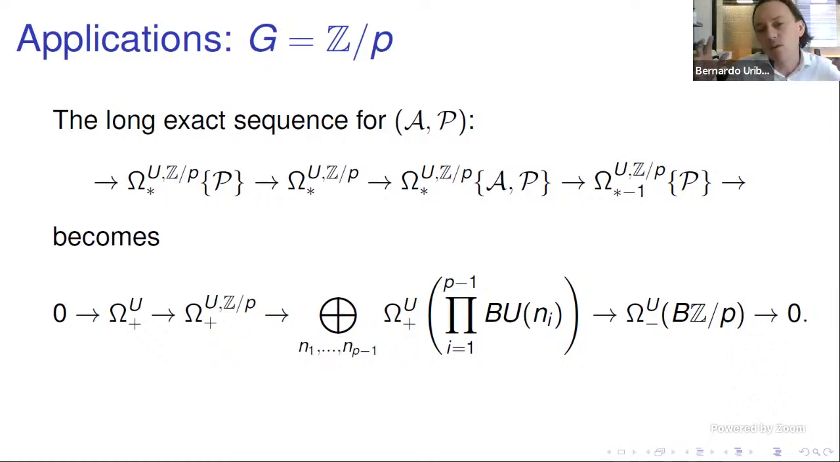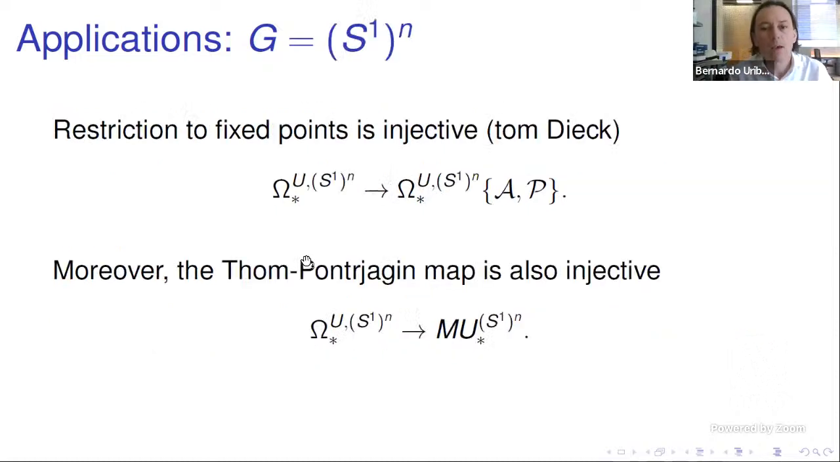Of course, the idea is to get this and to generalize it, but as you might imagine, it's not that easy. And whenever the group is an abelian compact Lie group, so copies of the circles, then it was already shown by tom Dieck that the localization map in fixed points is injective.